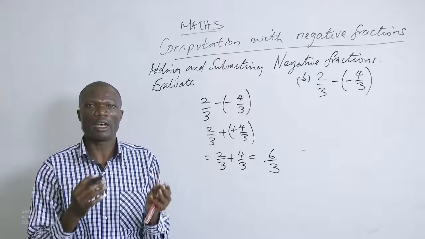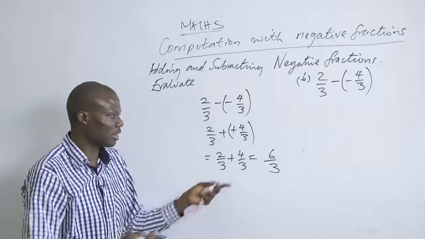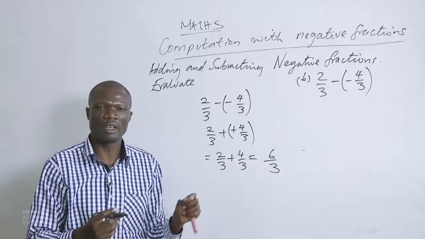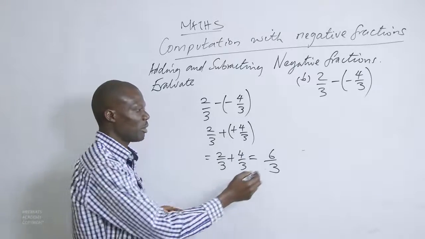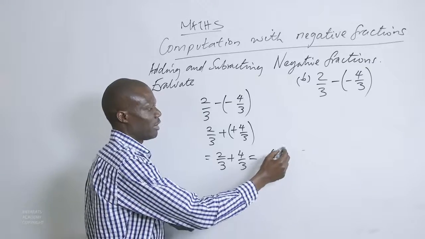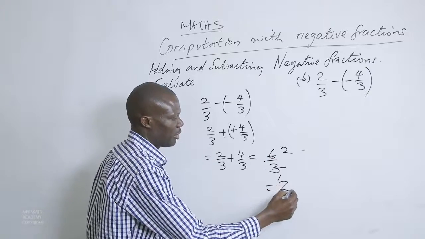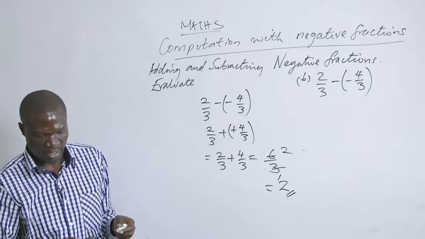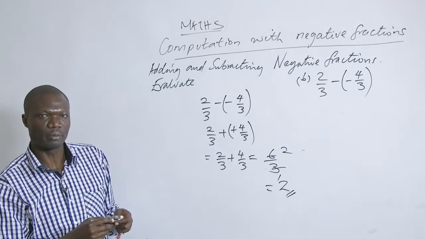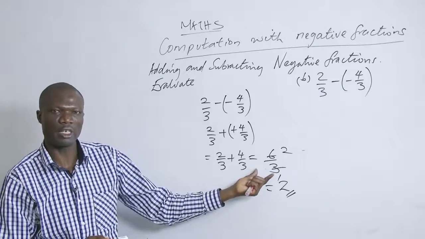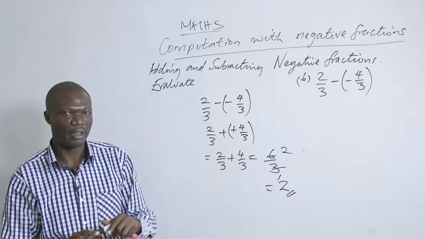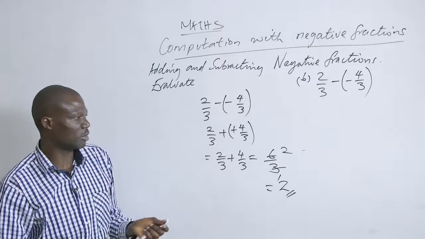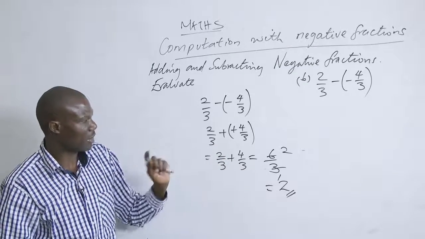In fractions, we always say you must put your answer in the simplest form. So where there are chances of cancelling, you cancel. When you look at 6 and 3, there is a highest common factor between the two, which is 3. So you can simplify it: 6 divided by 3 is 2, 3 divided by 3 is 1, and you find that you have your answer as 2. We are not allowed to leave our answer in this form because there is a common factor that can simplify the two, that is the numerator and the denominator.